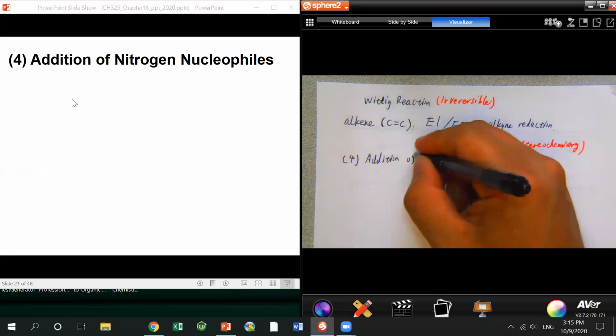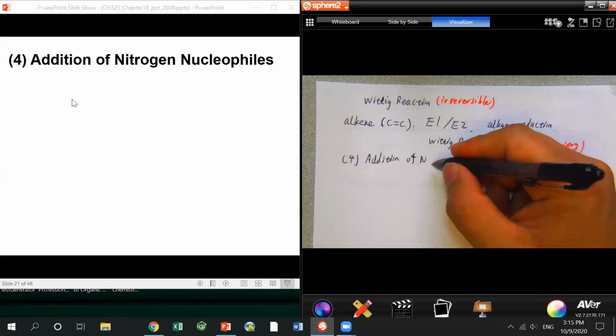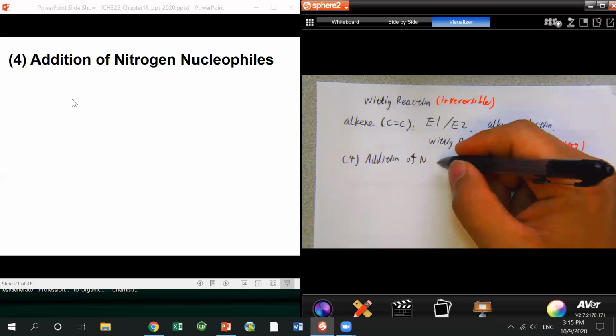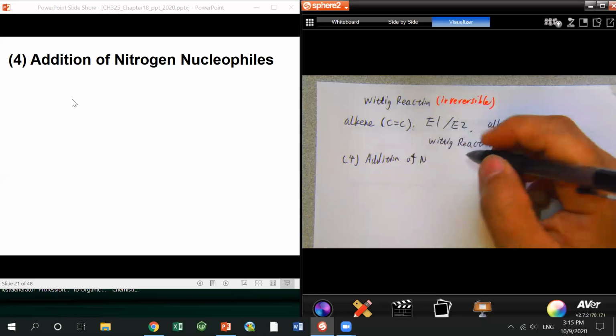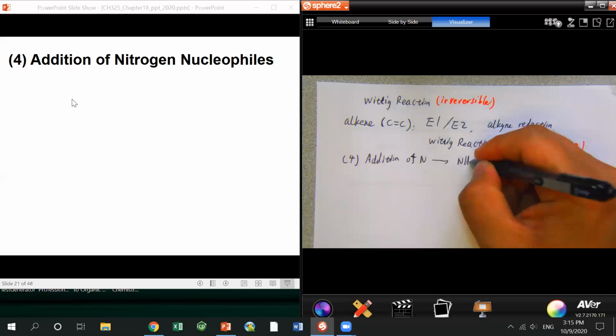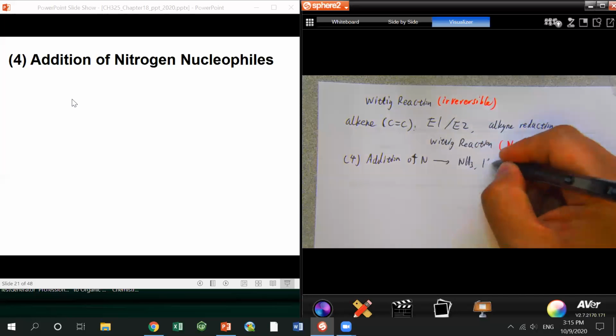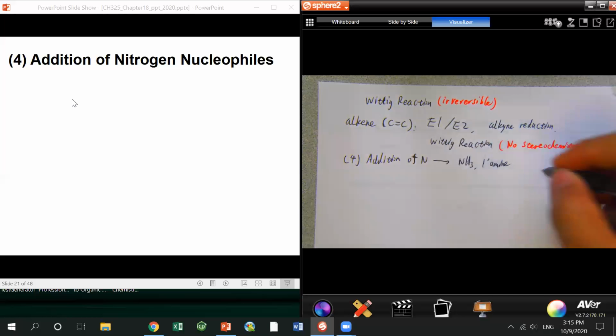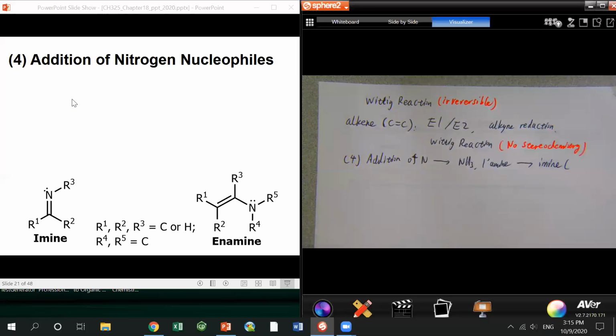A nitrogen compound. It really depends on what the nitrogen compound is. If it's ammonia or a primary amine, you will generate what we call an imine. The common name for this is a Schiff base.